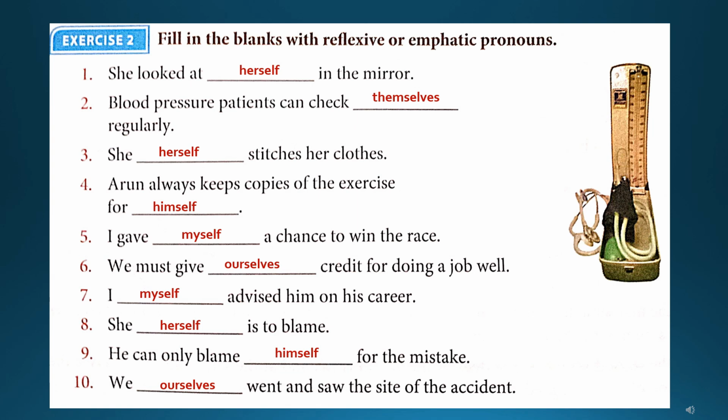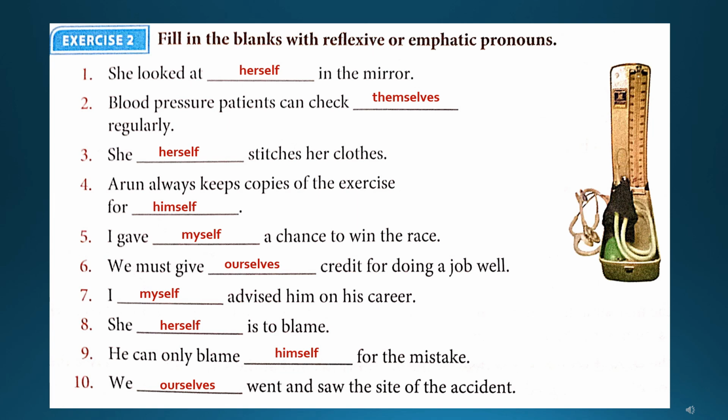Third, she herself stitches her clothes. Fourth, Arun always keeps copies of the exercise for himself. Fifth, I gave myself a chance to win the race. Sixth, we must give ourselves credit for doing a job well. Seventh, I myself advised him on his career.